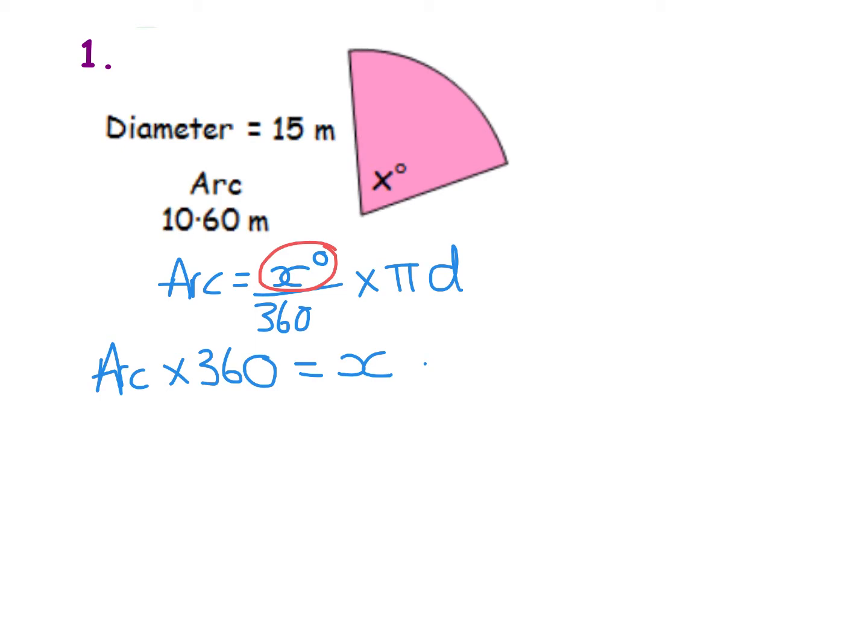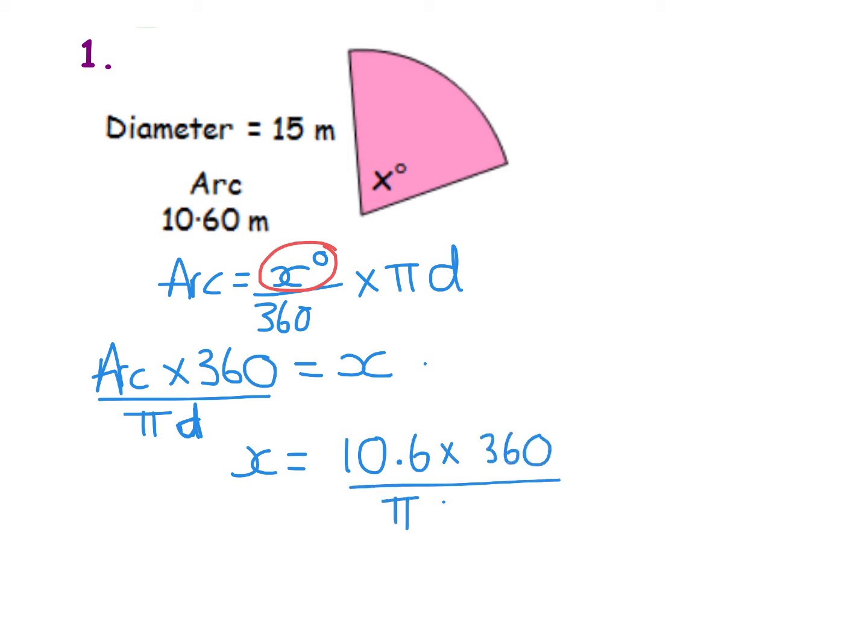Now from there, we need to still get the x on its own. So we need to undo the times by pi d, so we need to divide by pi d. I'm just going to cheat a little bit and go back and divide by pi d collectively, and just write pi d in the bottom. Now I have my formula to get the angle, so I can plug in my numbers. My angle is my arc, 10.6, times 360, all over pi times my diameter, 15.